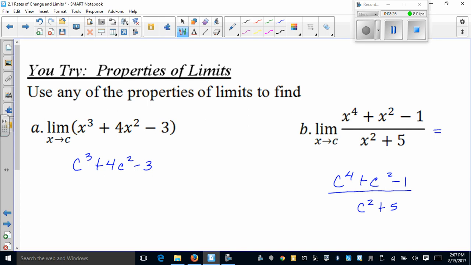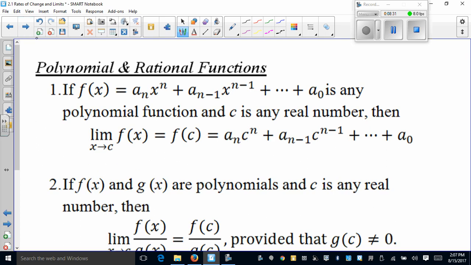The main thing I want to point out, you may or may not have seen a polynomial written out this way. If f of x equals a_n x to the n plus, and this is just meaning the next term, plus to the last term, is any polynomial function, and c is any real number, then the limit as x approaches c of f of x equals f of c. What are they saying? Polynomials, any and all polynomials. That is, you just plug in the value, and you're done.